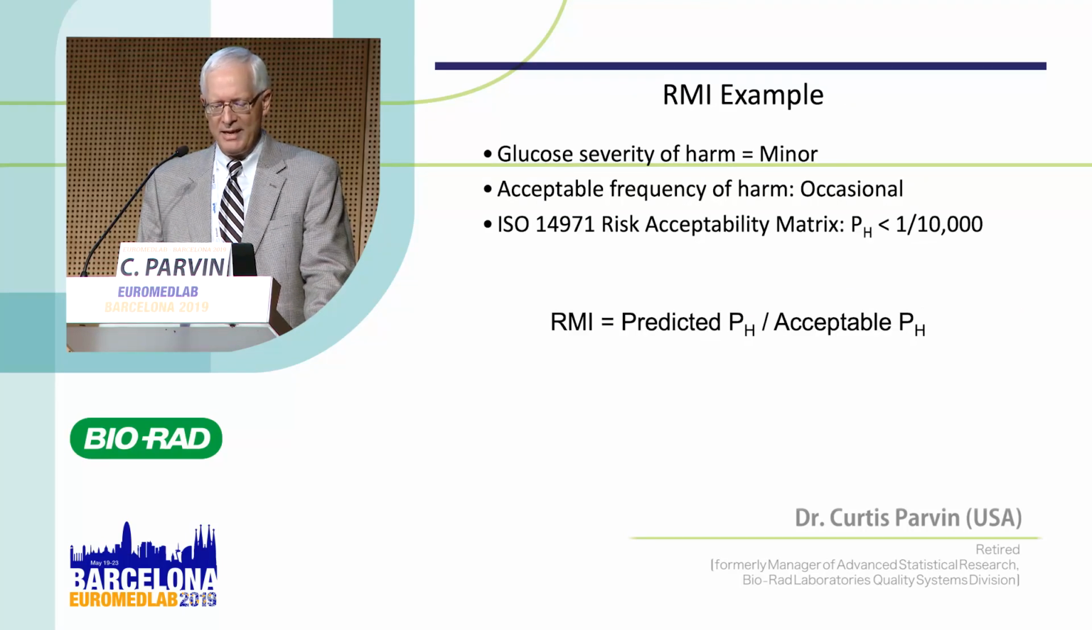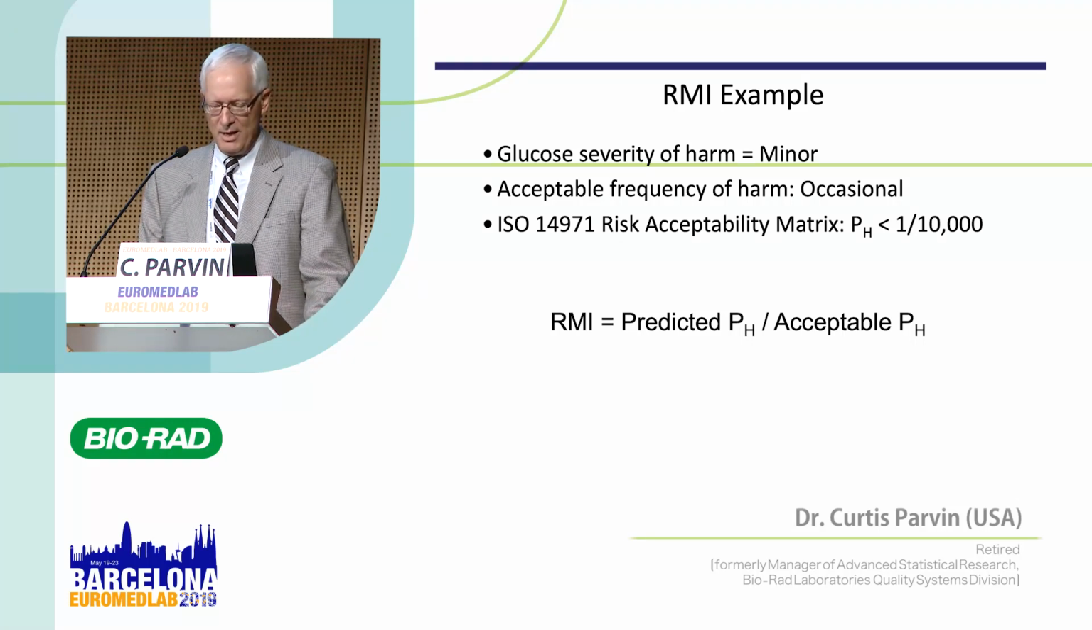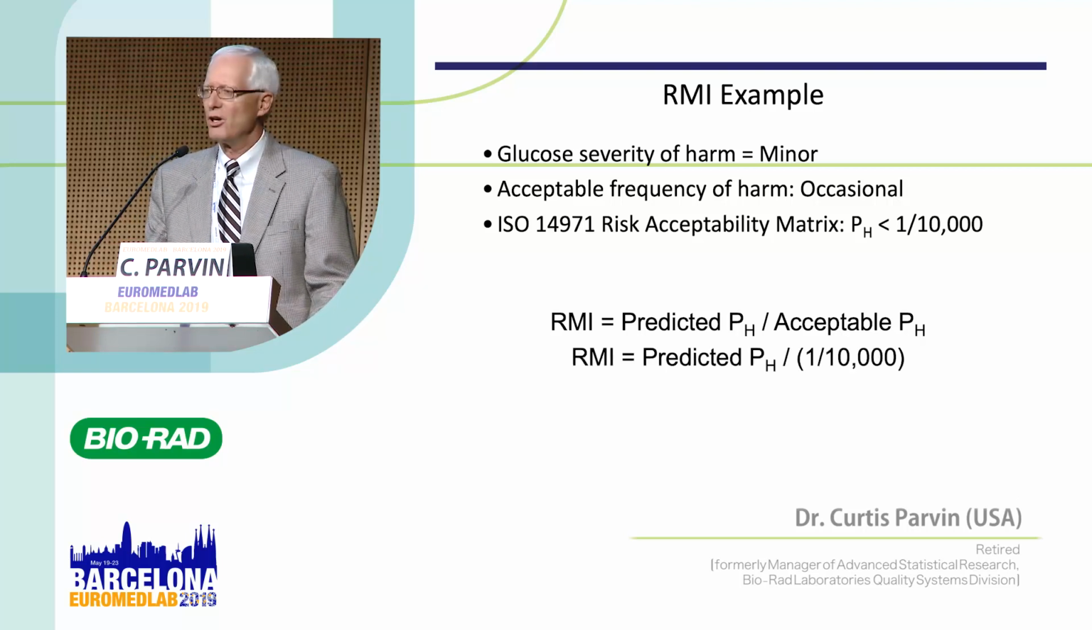So, taking that information, our definition of RMI is predicted probability of harm divided by acceptable probability of harm, and our acceptable probability of harm is 1 in 10,000. So this is what we're going to do. We're going to compute predicted probability of harm, divide by 1 in 10,000 to get our RMI.